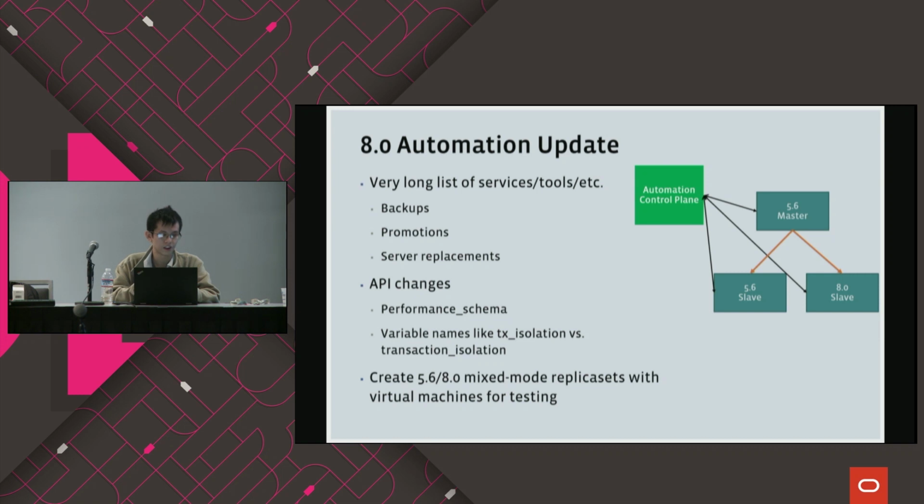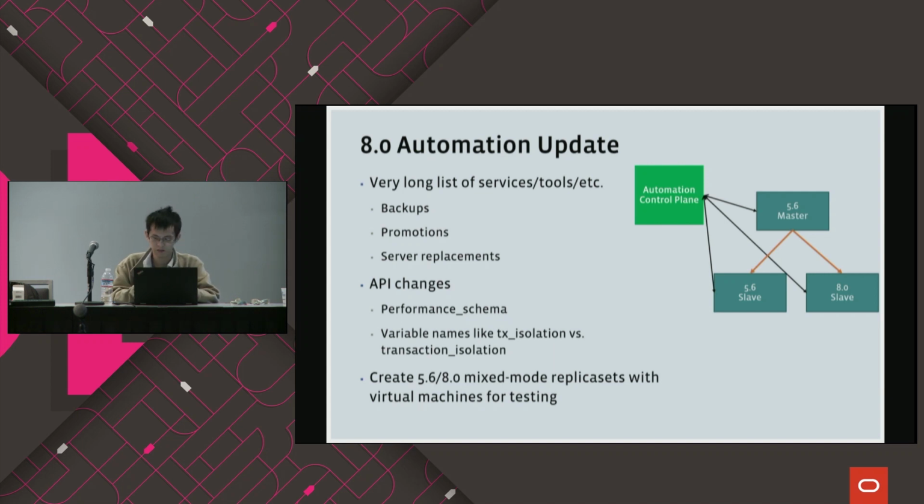Most of the issues that we've hit when updating automation include this: there's a lot of automation that used to reference information schema that must now reference performance schema because some of the tables have shifted around. Some variable names have changed, like transaction isolation. So now we have to make sure that we use the correct variable name depending on which server version we're querying. Some other changes were fairly drastic. For example, the addition of dynamic privileges changed how the provisioning of secure roles worked in MySQL.